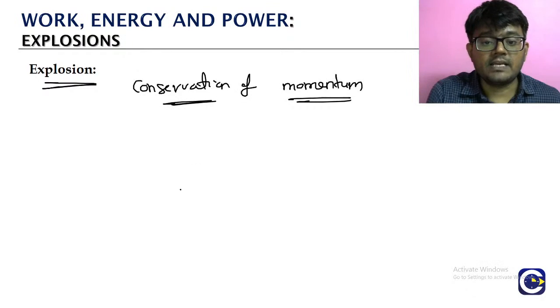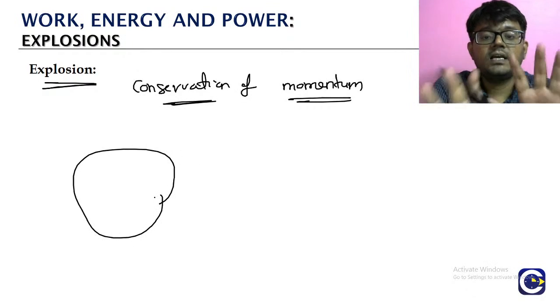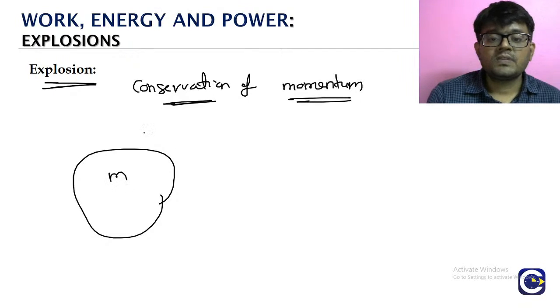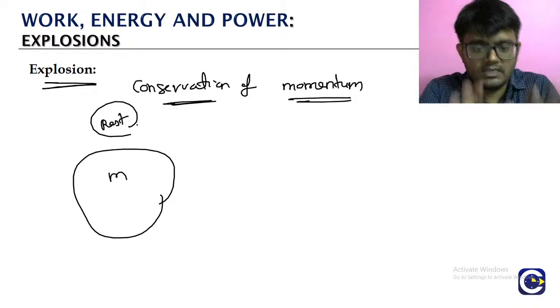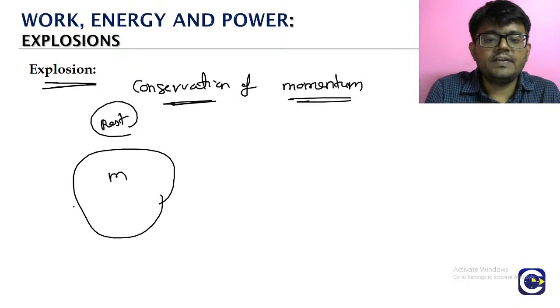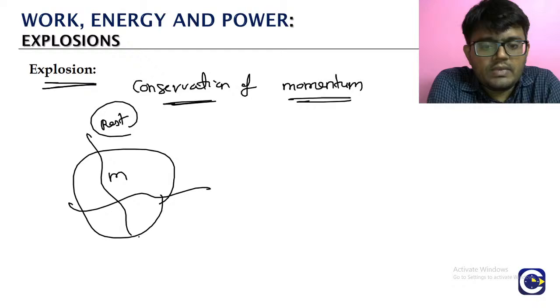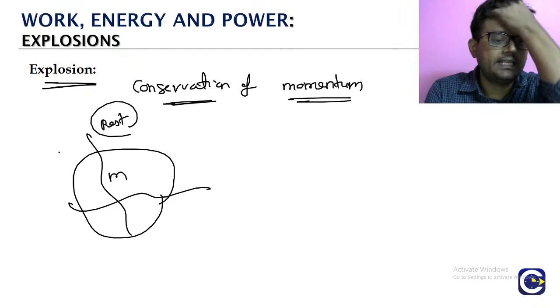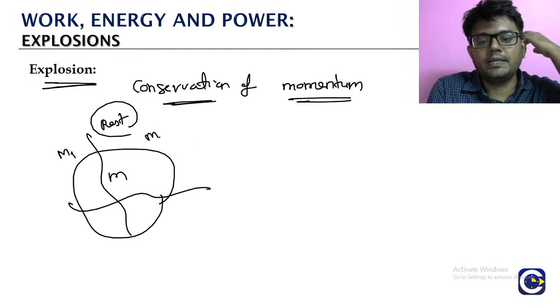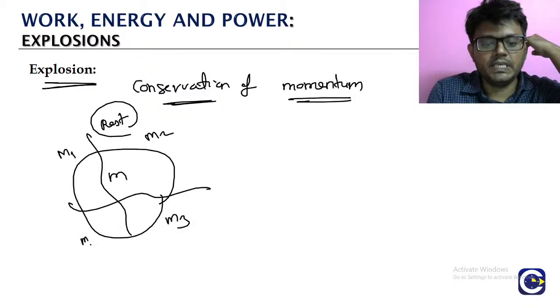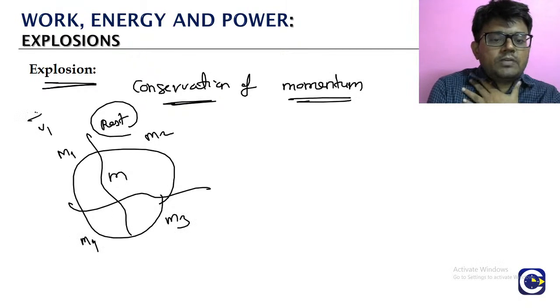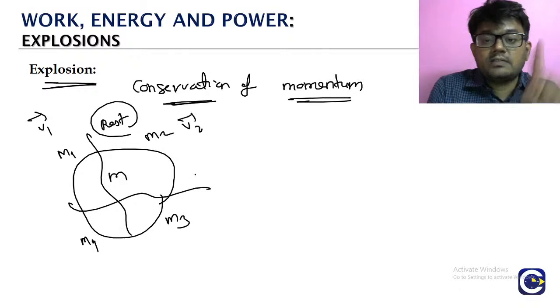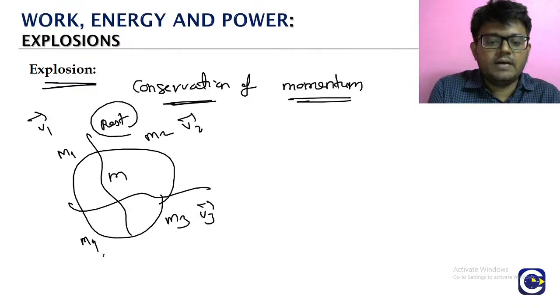Let us say there is an object of mass m. Most of the cases it will be at rest. If it is undergoing explosion into different parts, let us say it is breaking into m1, m2, m3, m4, with respective velocities v1 bar, v2 bar, v3 bar and v4 bar. Velocity is a vector.